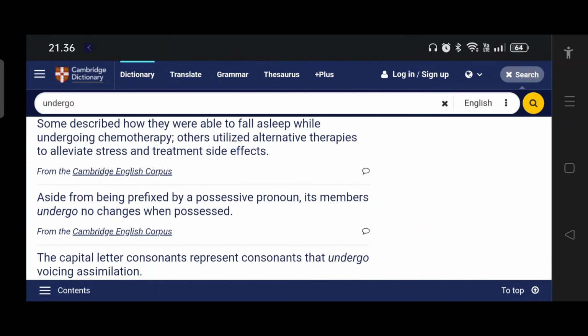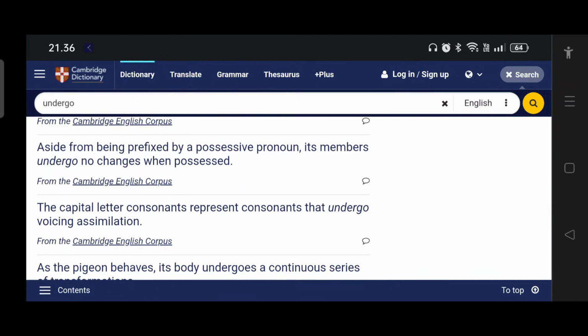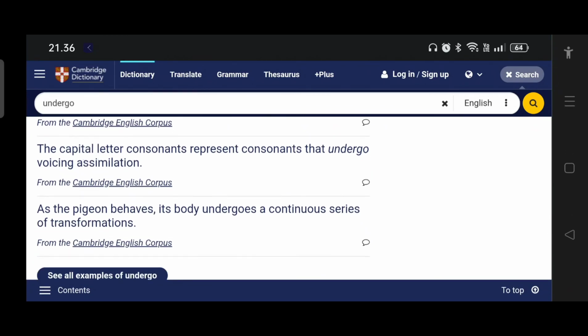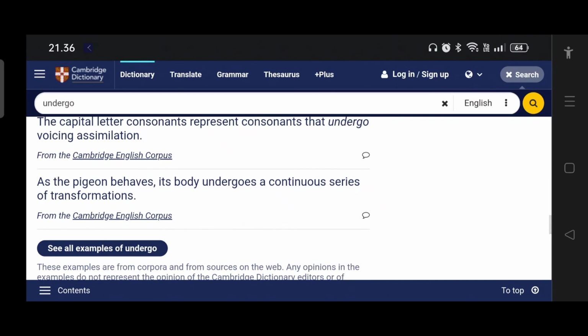Aside from being prefixed by a possessive pronoun, its members undergo no changes when possessed. The capital letter consonants represent consonants that undergo voicing assimilation. As the pigeon behaves, its body undergoes a continuous series of transformations. That's all, everybody. Finally, I finished those whole 15 sentences. Okay. Whew, tiring. Alright, I think that's it for today's vocabulary.